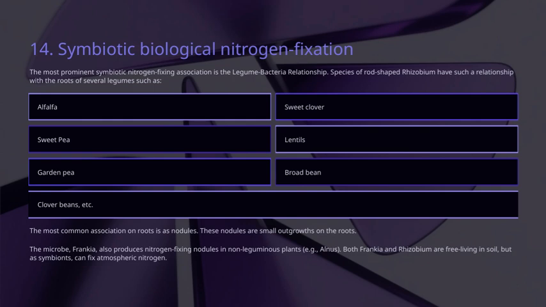This process, known as symbiotic biological nitrogen fixation, is crucial because it naturally enriches the soil with nitrogen, reducing the need for chemical fertilizers and supporting sustainable agriculture. Overall, these partnerships are a fascinating and vital part of how ecosystems maintain their balance and productivity.